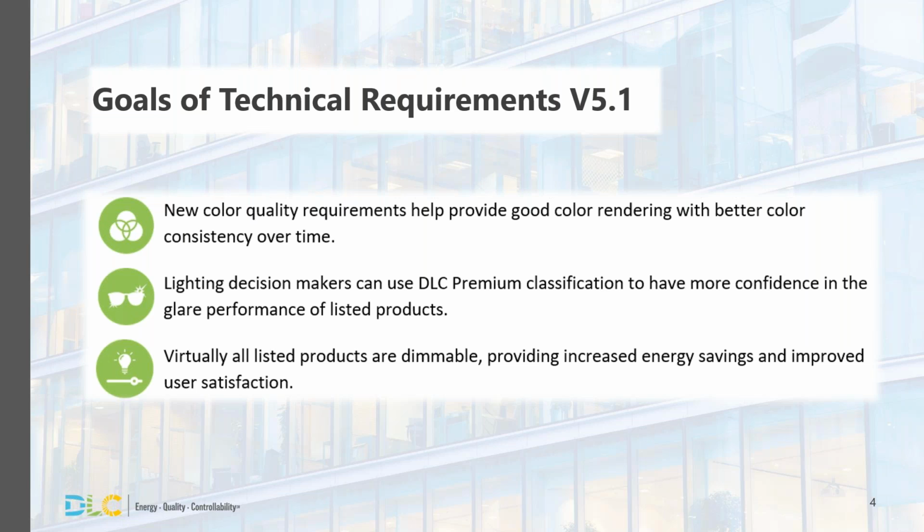Another goal of our technical requirements is that lighting decision makers will have the ability to use the DLC premium classification to have more confidence in the glare performance of listed products. As well, a goal of 5.1 is that virtually all listed products are dimmable, which provides increased energy savings and improved user satisfaction.